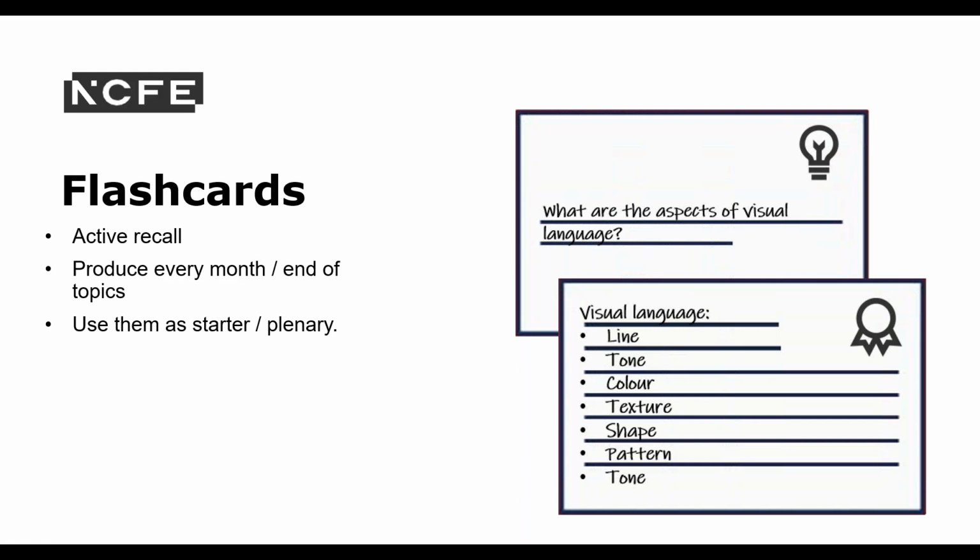Another way of using active recall is the use of flashcards. In this case, I've got an art and design question, and on the other side is the answer. It would be good to start flashcard production from the beginning of the course. So for example, every week or month or half term, learners are to produce flashcards on what they've learned. They can then use those flashcards as a lesson starter and or plenaries every so often.